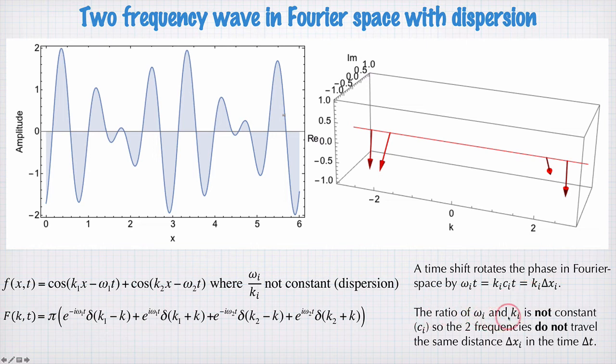So the ratio of omega_i and k_i is not constant, as we have different speeds for each frequency. So the two frequencies do not travel the same distance delta x_i in a given time interval delta t.